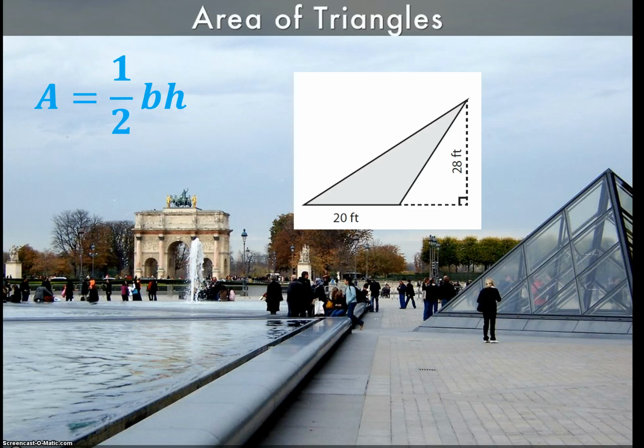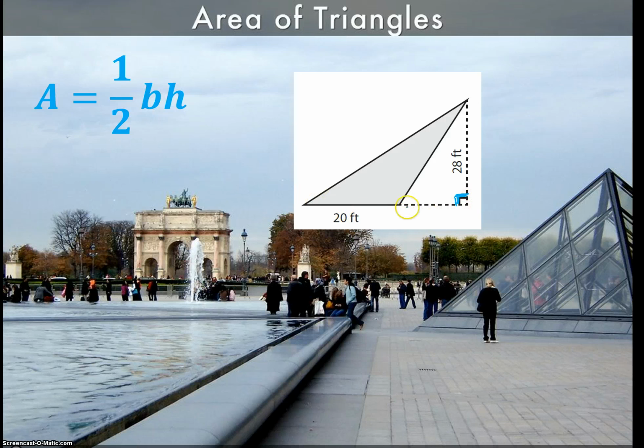Now the base and the height always have to make a 90-degree angle. That is the key. You cannot use the hypotenuse in a 90-degree triangle, and you cannot use any other side if it's a scalene or isosceles triangle. You have to use the two sides that meet at a right angle. But you need to be careful.